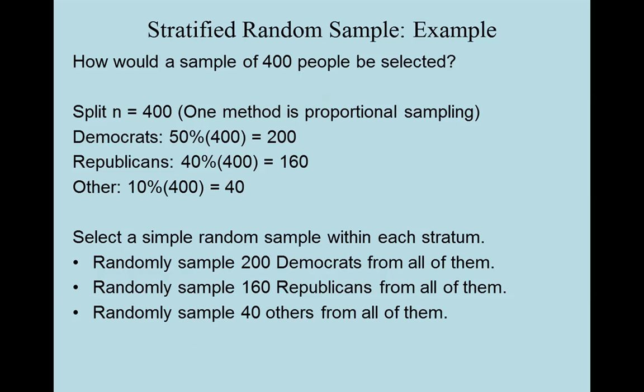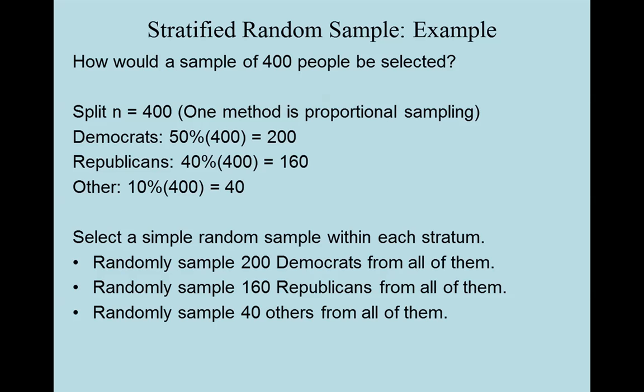Now split the 400, and one method is proportional sampling. So Democrats were 50% of the population, so 50% of the sample of 400 would be 200 Democrats. Republicans, which were 40% in the population, so 40% of 400 would be 160 Republicans, and other 10% of 400 is 40.